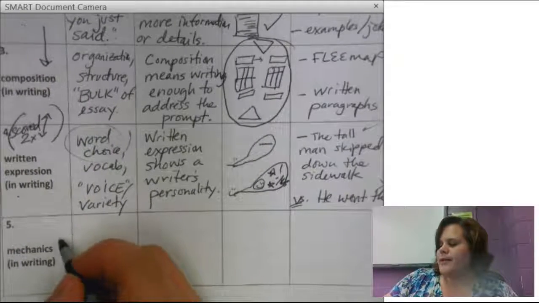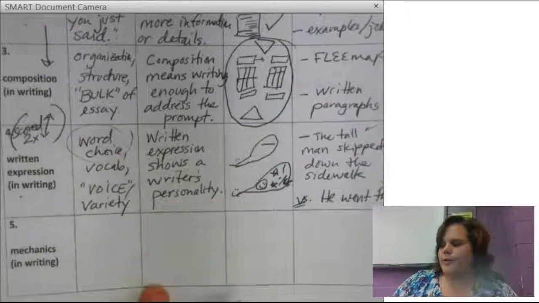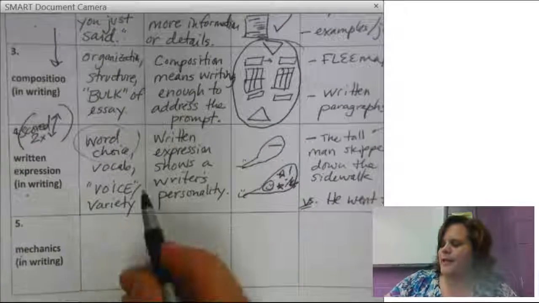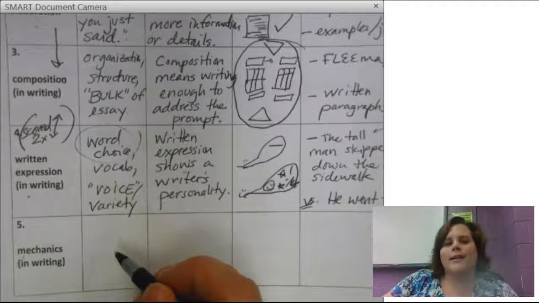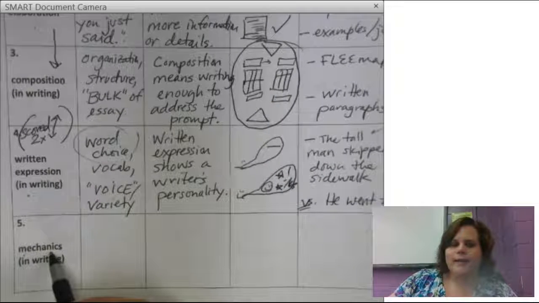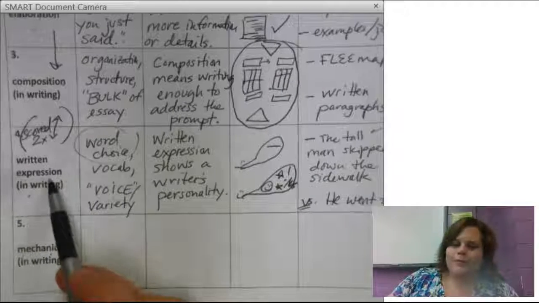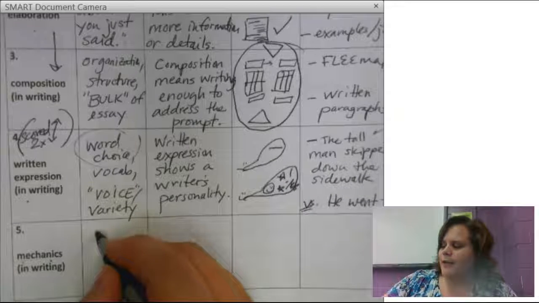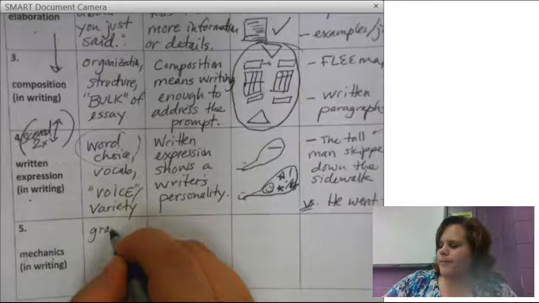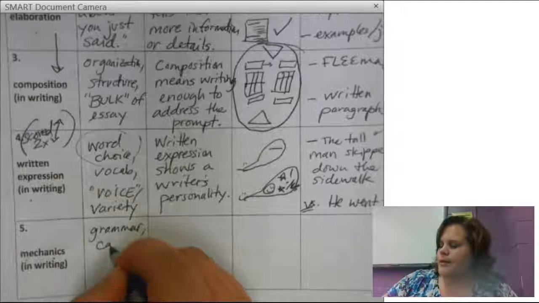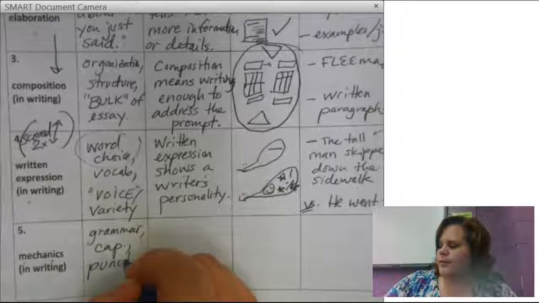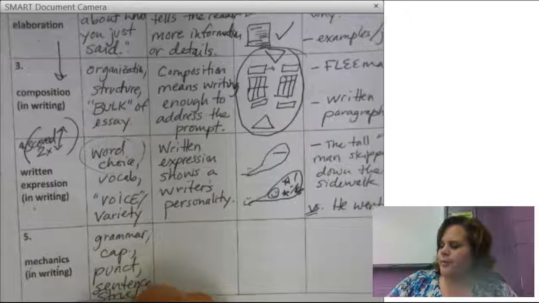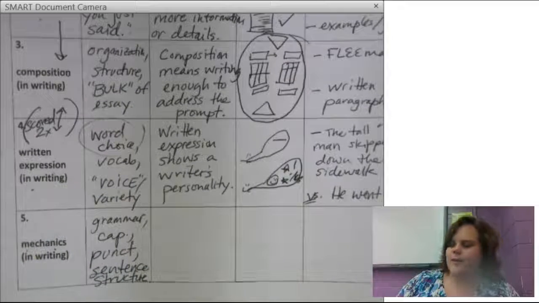Okay, the last one is mechanics. You have two categories for your SOL score. These two count twice, and then it's added to mechanics. And mechanics doesn't mean like somebody who works on cars, but if you think about it, it's kind of the same thing. If I take my car to a mechanic, they fix all the things wrong with it. They don't repaint it. They don't make it bigger. So mechanics in writing means grammar, capitalization, punctuation, sentence structure. It's all the picky little stuff that should be fixed.